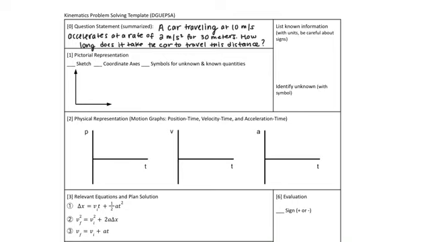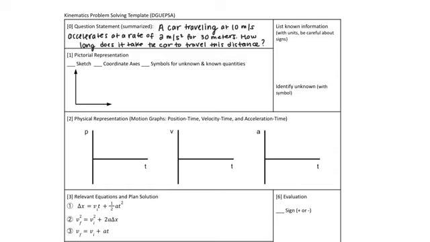In this video, I will demonstrate the DGEPSA problem-solving process using our Kinematics problem-solving template. Let's say that we're given a car traveling at a speed of 10 meters per second, which accelerates at a rate of 2 meters per second squared over a distance of 30 meters, and we're asked to find the time it took the car to travel this distance. I'm going to show you how we'll break this problem down and go through each step of the problem-solving process.